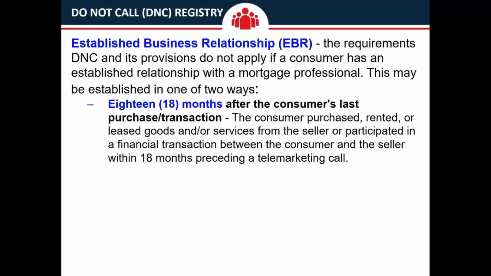So if the consumer purchased, rented, or leased goods or services from the seller, or participated in any financial transaction between the consumer and the seller within 18 months preceding the telemarketing call, then that would not be a violation of the do not call list. They have what's called an established business relationship, and they can be called for up to 18 months.